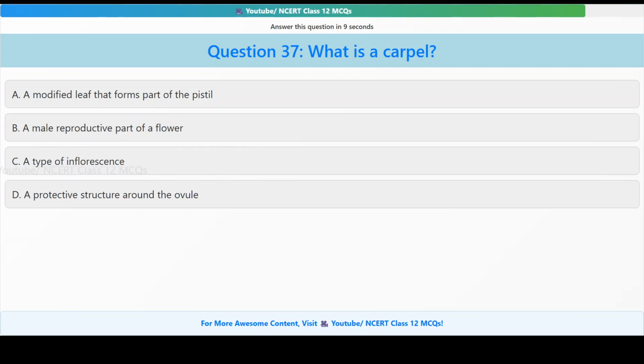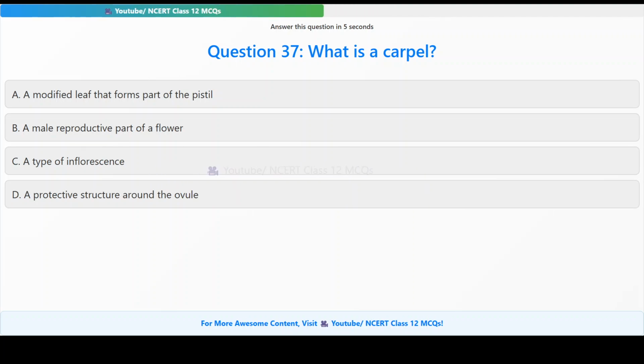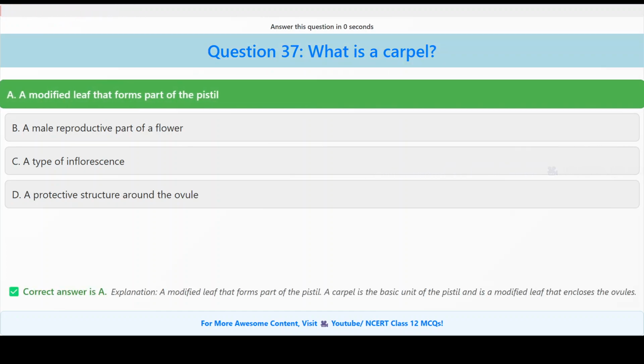Question 37. What is a carpel? A modified leaf that forms part of the pistil. A carpel is the basic unit of the pistil and is a modified leaf that encloses the ovules.